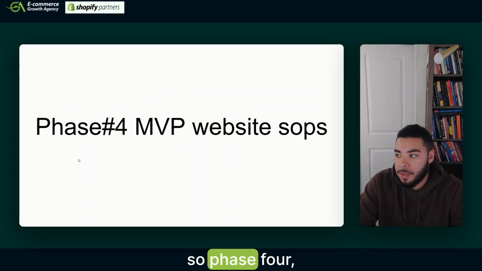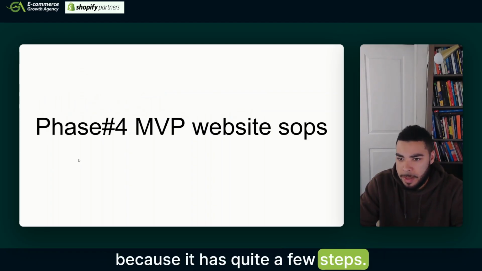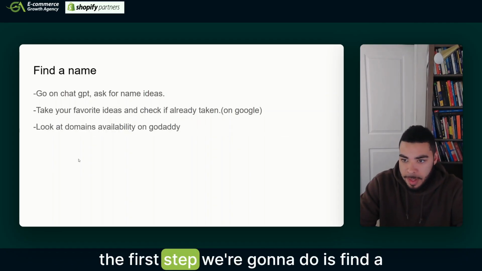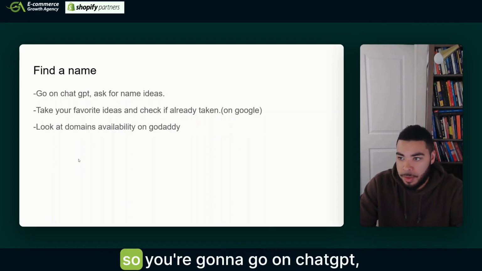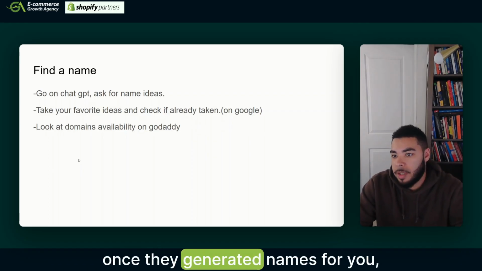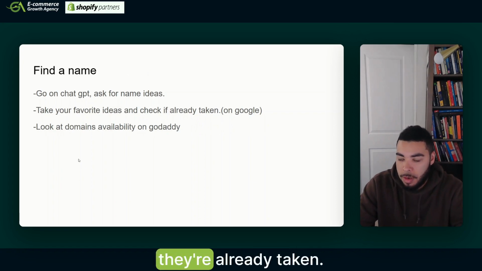All right, so for phase 4, I created a slideshow for you guys because it has quite a few steps, so I tried to make it as simple as possible. The first step we're going to do is find a name. So you're going to go on ChatGPT and ask for name ideas. Once it generates names for you, take your favorite ideas and check if they're already taken.